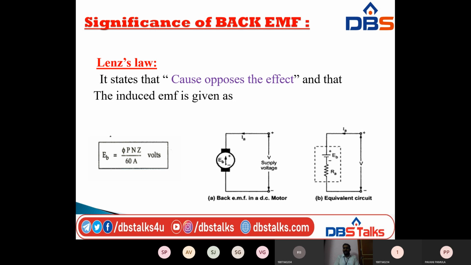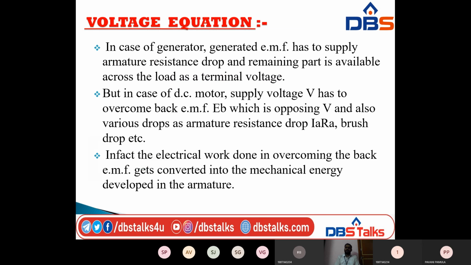So here we have armature resistance RA in series with the battery or back EMF EB. That one is indicated with the dotted lines. Here it experiences an armature current IA and it consists of the DC supply or supply voltage V. So these are the back EMF. Okay, significance of back EMF.